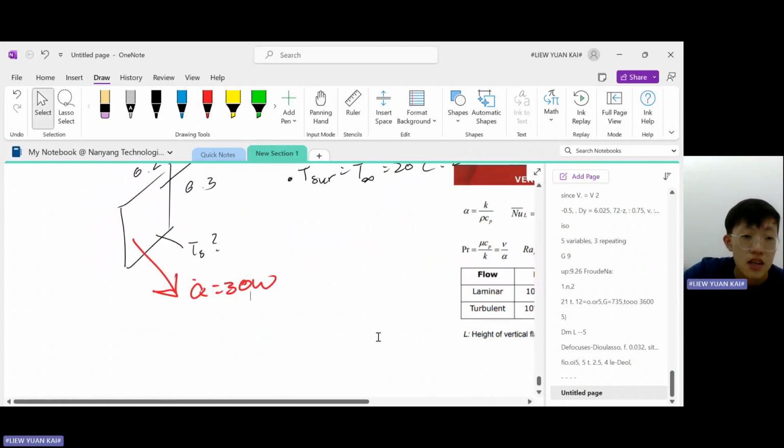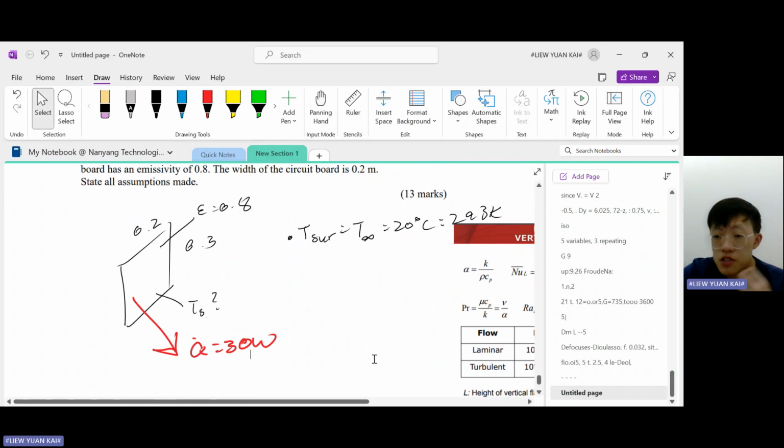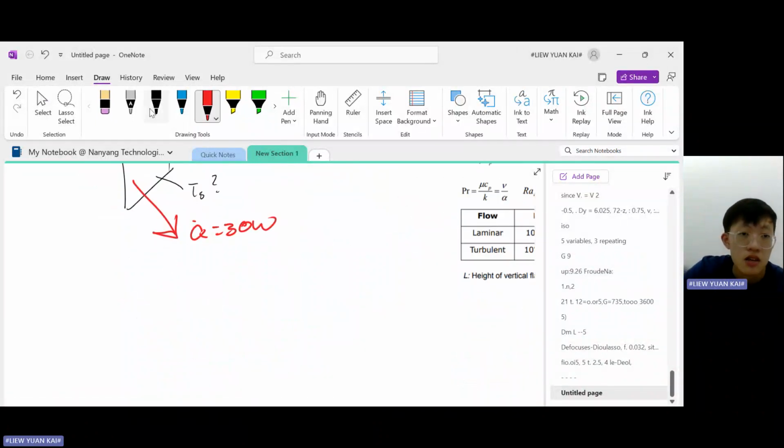So, what are the modes of heat transfer used to transfer heat from the circuit board? So we know there's air, so there's convection, and then they give us a surrounding temperature and emissivity, so we know there's radiation. So what you can write is that this heat, this 30 watts, is expelled via radiation and convection.